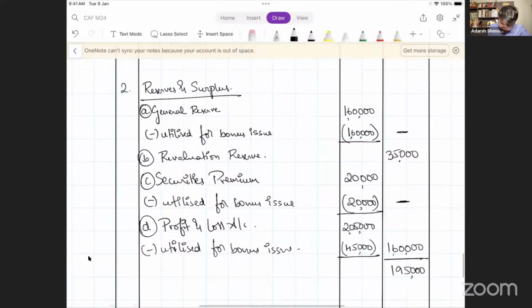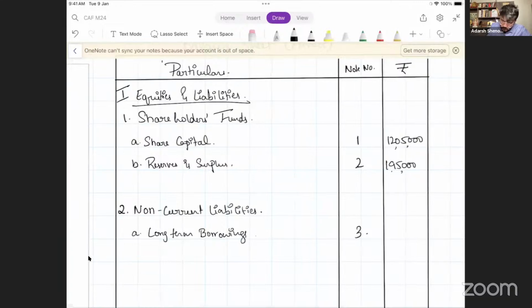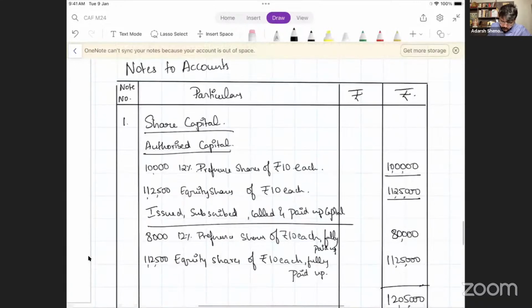Next, write this 1,95,000 over here in the balance sheet. Long-term borrowings, there's that debentures.